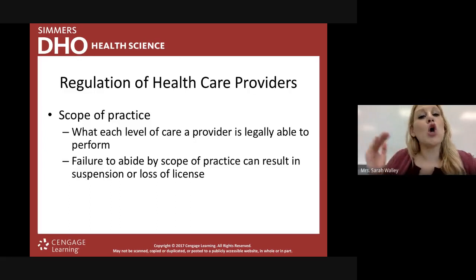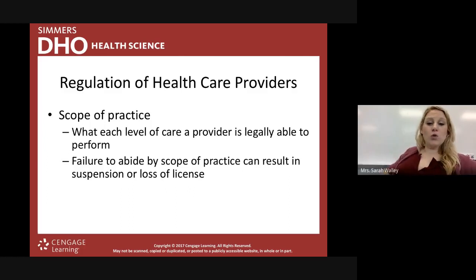Okay, then we're going to talk about scope of practice. So in healthcare, every provider has what's called a scope of practice. It's basically what you can do legally in your job. And that goes for doctors, that goes for nurses, whoever you are.